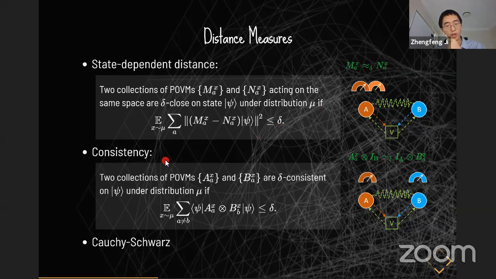You also need a consistency measure. It measures the distance between two sets of measurements that are acting on different spaces, so Alice's and Bob's spaces. And using Cauchy-Schwarz, a lot of interesting properties have been shown, and basically that's the main tool that we reason about when we massage the strategies to argue about the properties. That's the main technique that we use.